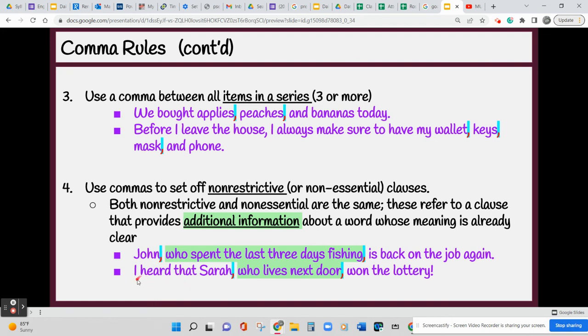Same thing in the second example. I heard that Sarah, comma, who lives next door, comma, won the lottery. We could have just said, I heard that Sarah won the lottery. But this gives us additional information. Those are the first 4 comma rules that we are going to be reviewing today.